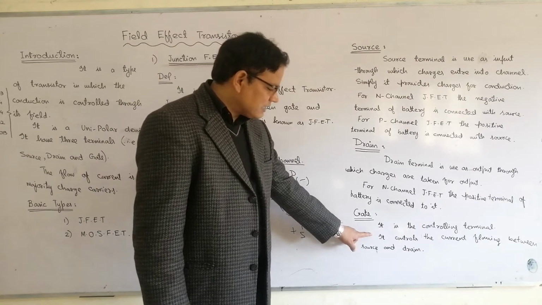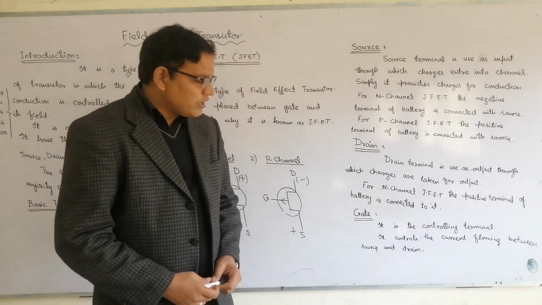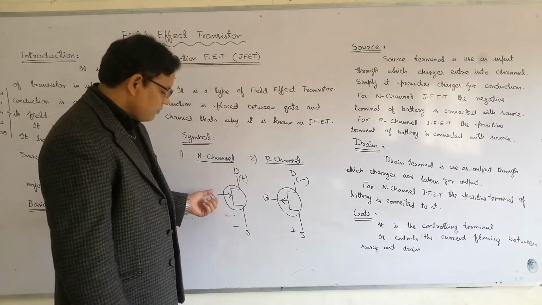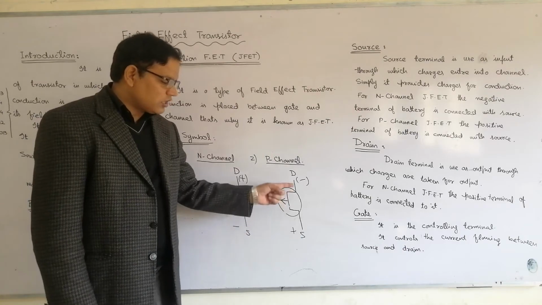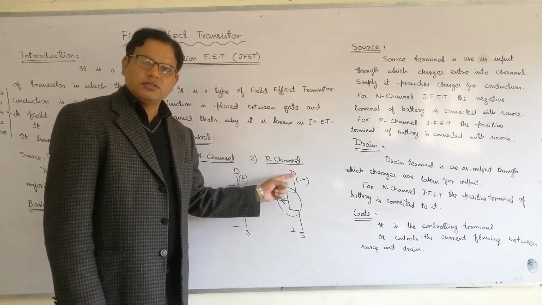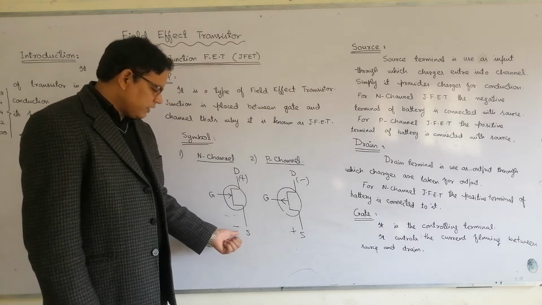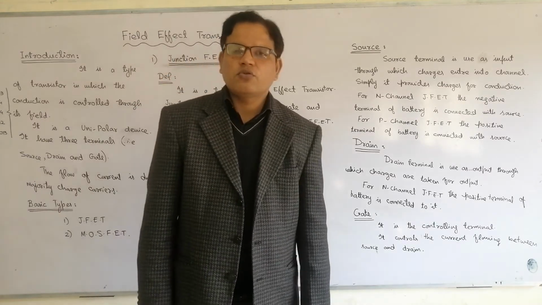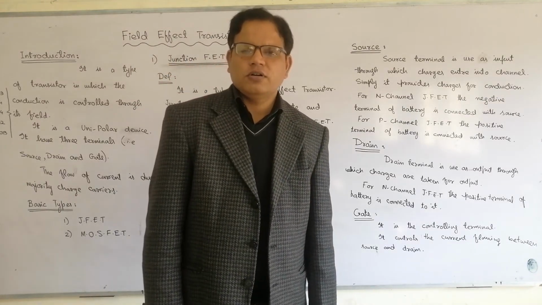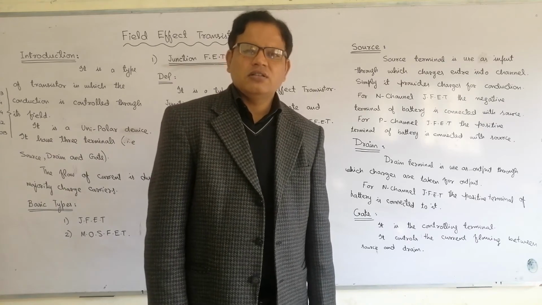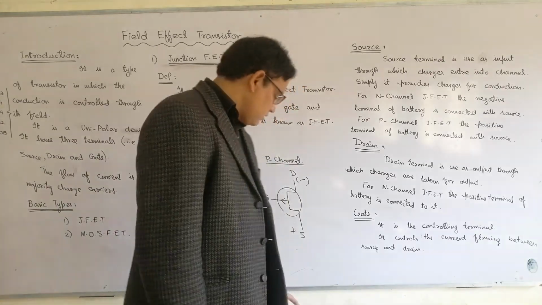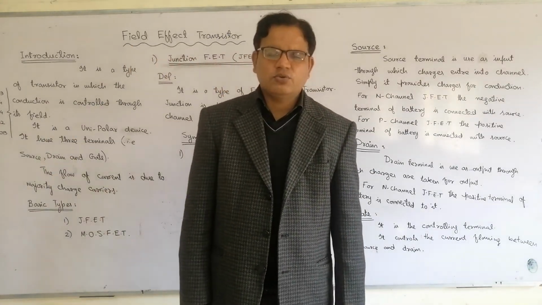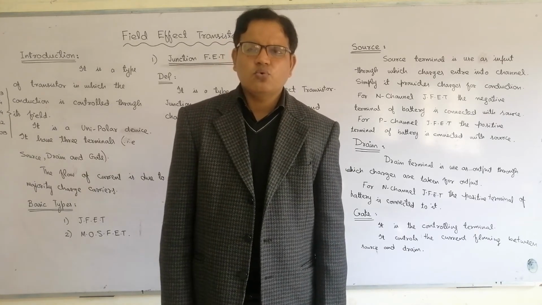Now we'll come towards the gate. Gate is the controlling terminal. This terminal is very important in the junction field effect transistor, because through it we control the conduction between source and drain. The gate terminal is basically used for controlling the flow of current. And the area of semiconductor material between source and drain is known as the channel, which is mostly controlled through the gate.